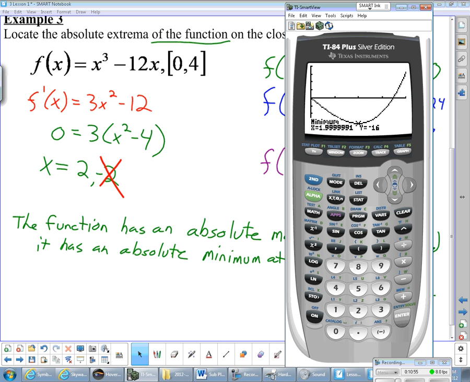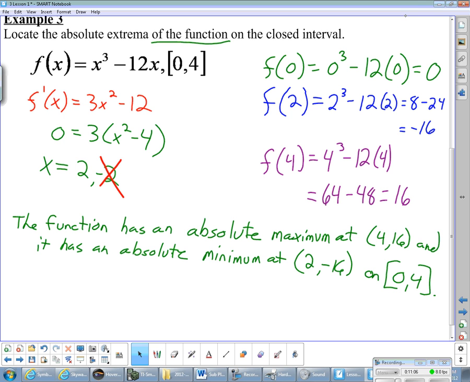And see, there's some round off error on your calculator, but you can see, other than the round off error, that this is x equals 2. Pretty much, you could be pretty confident with this. That's the problem with the calculator. But nonetheless, 2, negative 16 was the lowest spot.